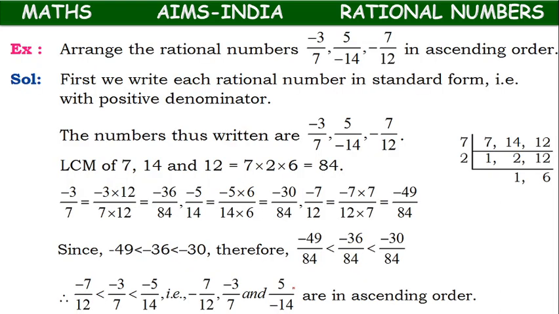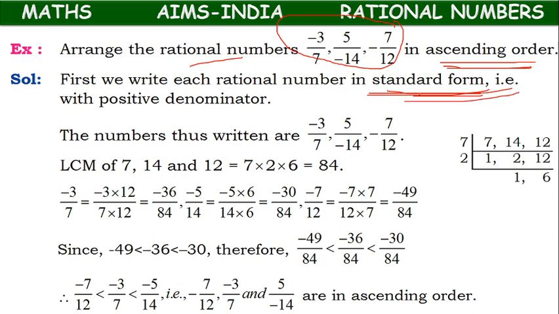So next, children, arrange the rational numbers. 3 rational numbers they have given, in ascending order. So we have to compare 3 rational numbers. First, what we have to do? They should be written in standard form. Minus 3 by 7, standard form.